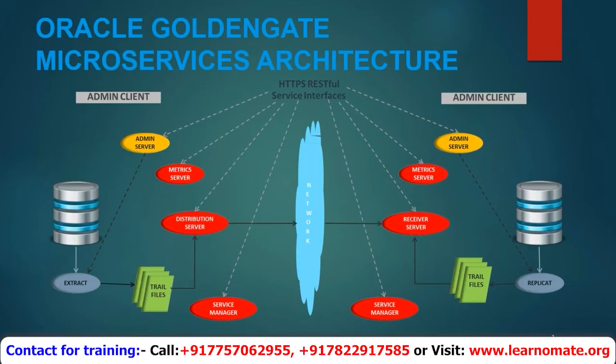Okay. So any question on architecture? Yes, sir. What are the distribution server and receiver server? Is it a type of server, or just a process? It's a service. We'll see. Once we configure it, when you install GoldenGate, these services get created automatically.